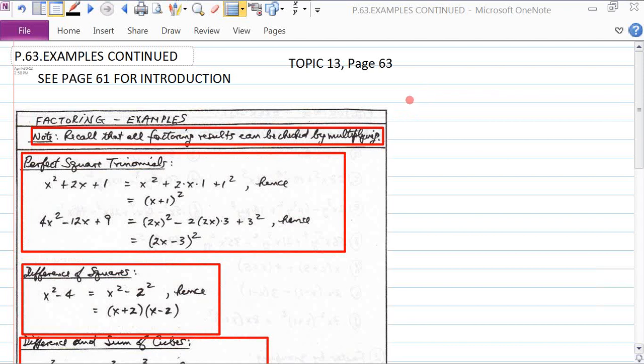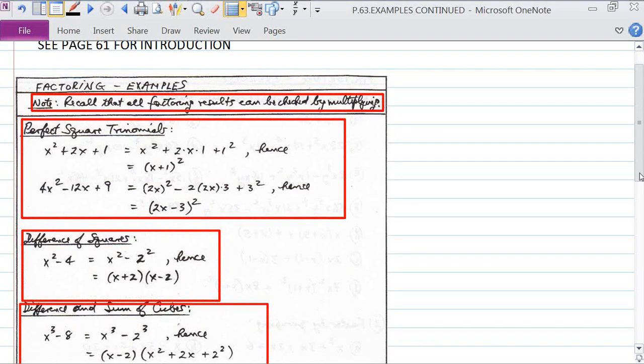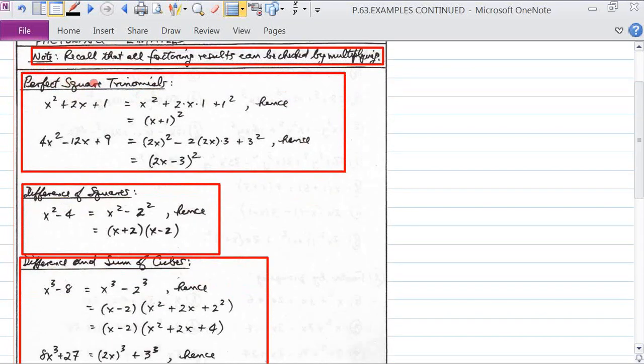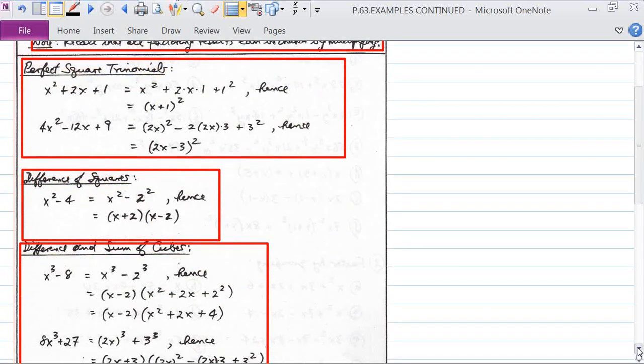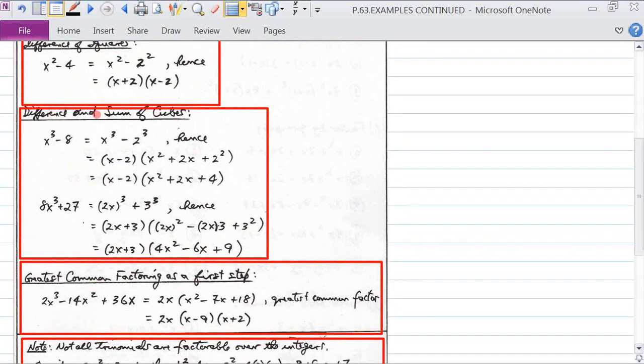So we're on page 63, part of topic 13, and we're going to look at examples on factoring. First thing we're going to do is look at perfect square trinomials. Then look at the difference of squares, see how they're factored, difference and sum of cubes.